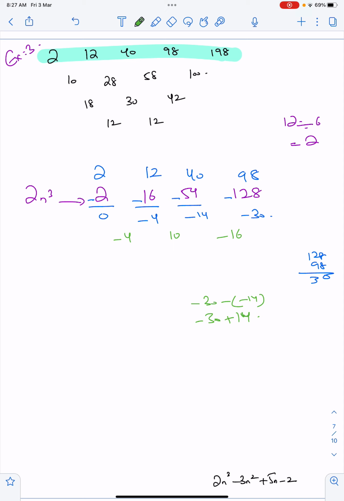So what we're noticing here is that once again, if I find out the difference, 10 minus minus 4 is going to be 14, minus 16 minus minus 10 is going to be... okay, just hold on for a while.